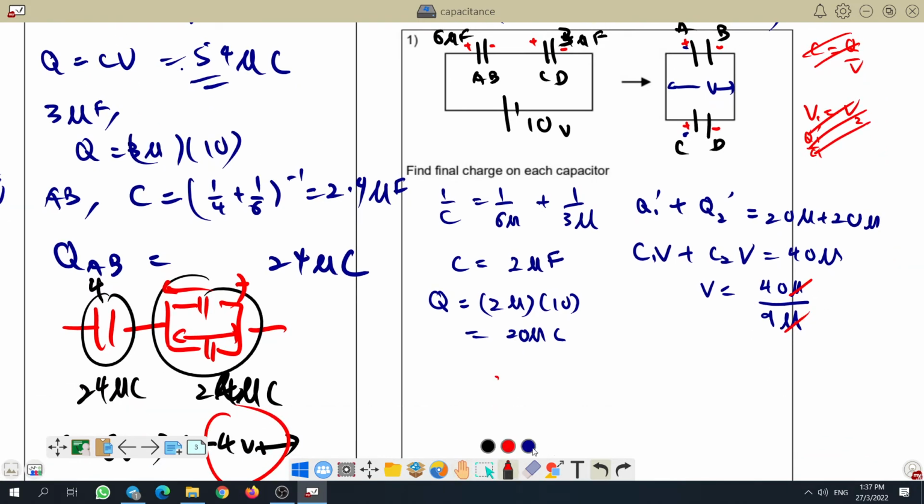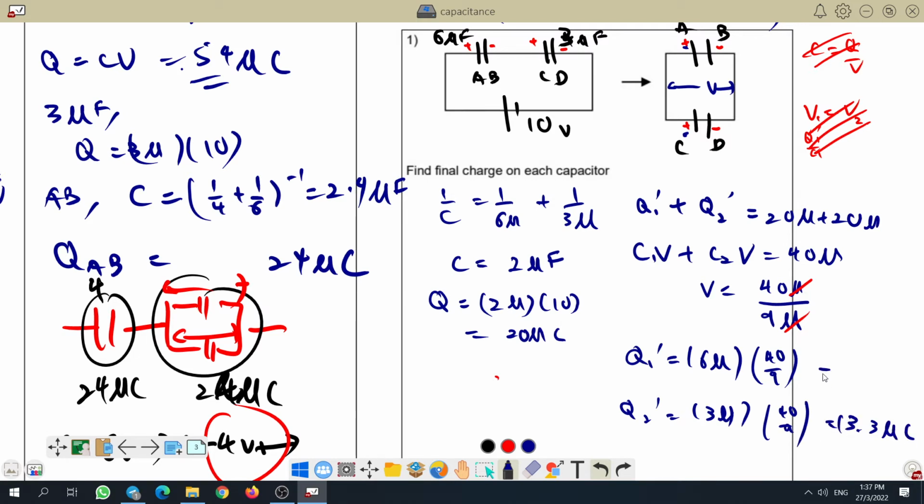Okay, so the rest is just maths. Q1 prime equals C1, which is 6 micro, multiplied by V, which is 40/9, so 13.3 microcoulomb and 6.7 microcoulomb.